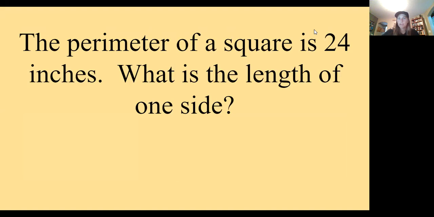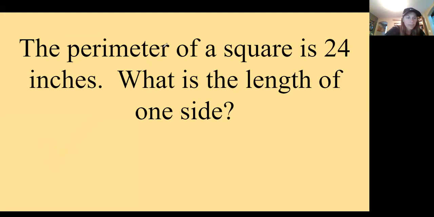All right, the perimeter of a square is 24 inches. What is the length of one side? So the perimeter of a square is 24 inches. That's the perimeter. What's the length of one side?